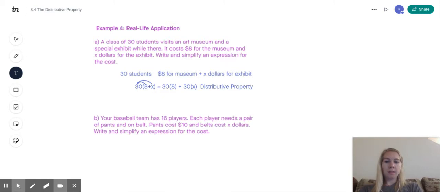Okay. Now we can multiply. We can solve 30 times 8. Well, 30 is a little big, so let's ignore that 0 for a second. We know that 3 times 8 is 24. And now let's remember that 0 again. We need to add it on. Plus 30 times X, well, that's the same way as writing 30X, because we don't know how much the exhibit costs, so it'll just be 30X. And for that step, we just multiplied. And that's it. So there's our simplified expression, 240 plus 30X. And that'll give us the total cost.